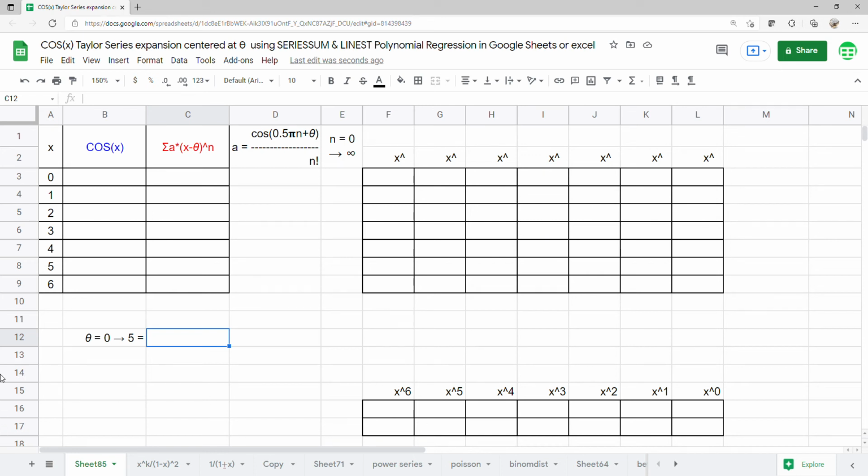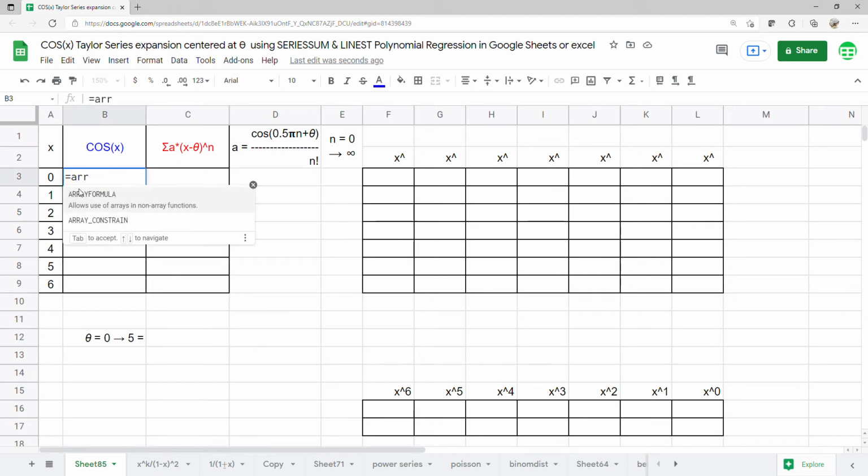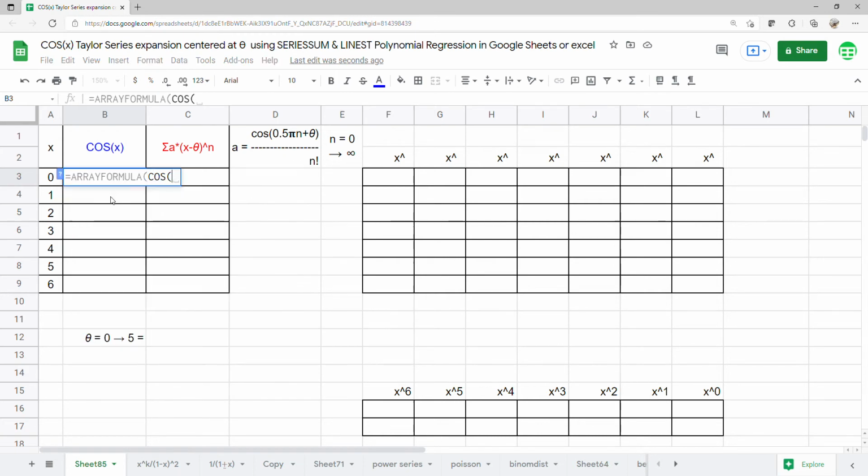In this video, we'll generate the dataset of cosine. So array formula, cosine of the x values from 0 to 6. And we generate a Taylor series expansion of cosine centered at theta. And the value of theta is from 0 to 5.